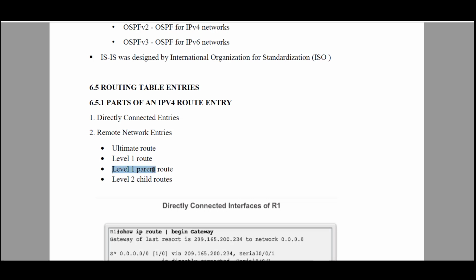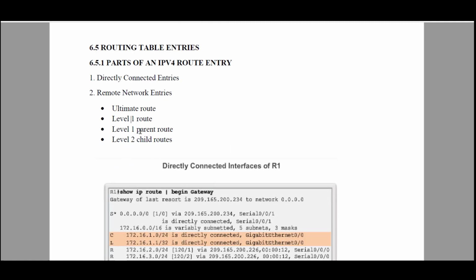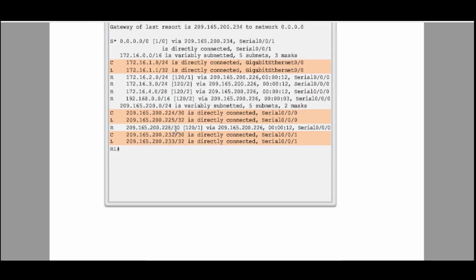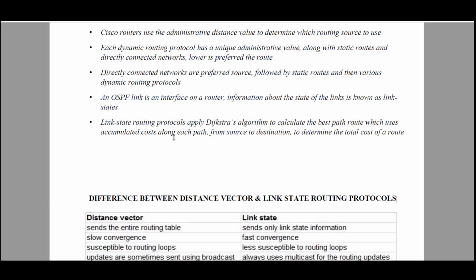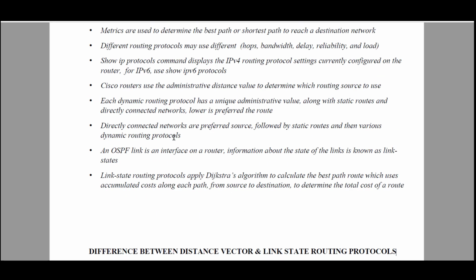There is no level 1 parent, level 2 child in IPv6. In IPv6, we have ultimate and level 1. That's it. What is level 1, what is level 2, level 1 parent, level 2 child, everything I explained. So this is what we discussed. Then we discussed IPv6. These are the concepts we discussed in this particular lecture.